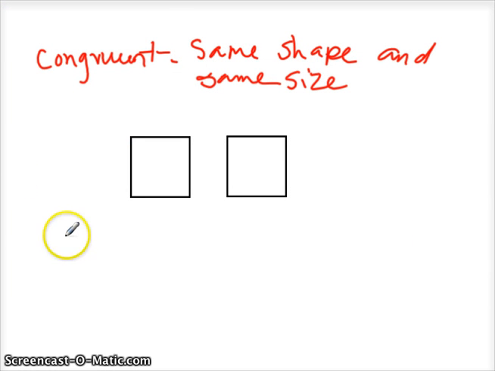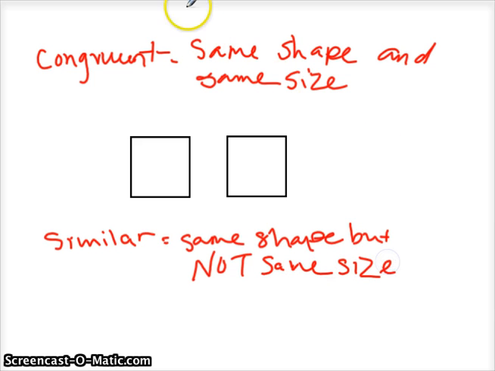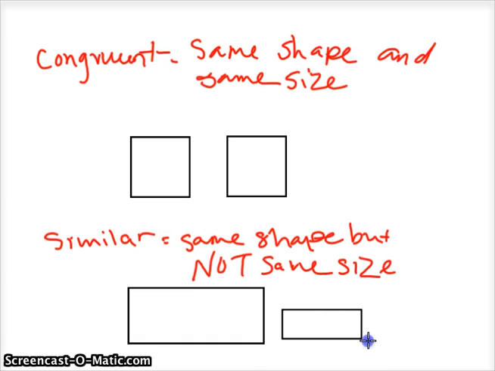If we have the word similar, that means they're the same shape, but not the same size. So that would look like these two shapes are similar, not congruent, because they are the same shape but not the same size.